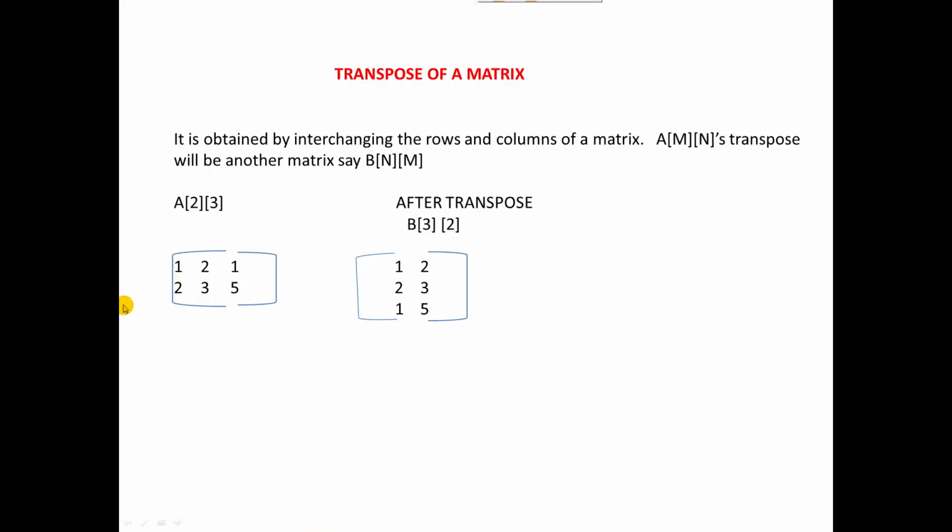Transpose of a matrix is obtained by interchanging the rows and columns of a matrix. A matrix of dimension A of m by n, its transpose will be another matrix of dimension B of n by m. That is, row becomes the new column and column becomes the new row. For example, a matrix of dimension 2 by 3, that is 2 rows and 3 columns, after transpose will become 3 rows and 2 columns.